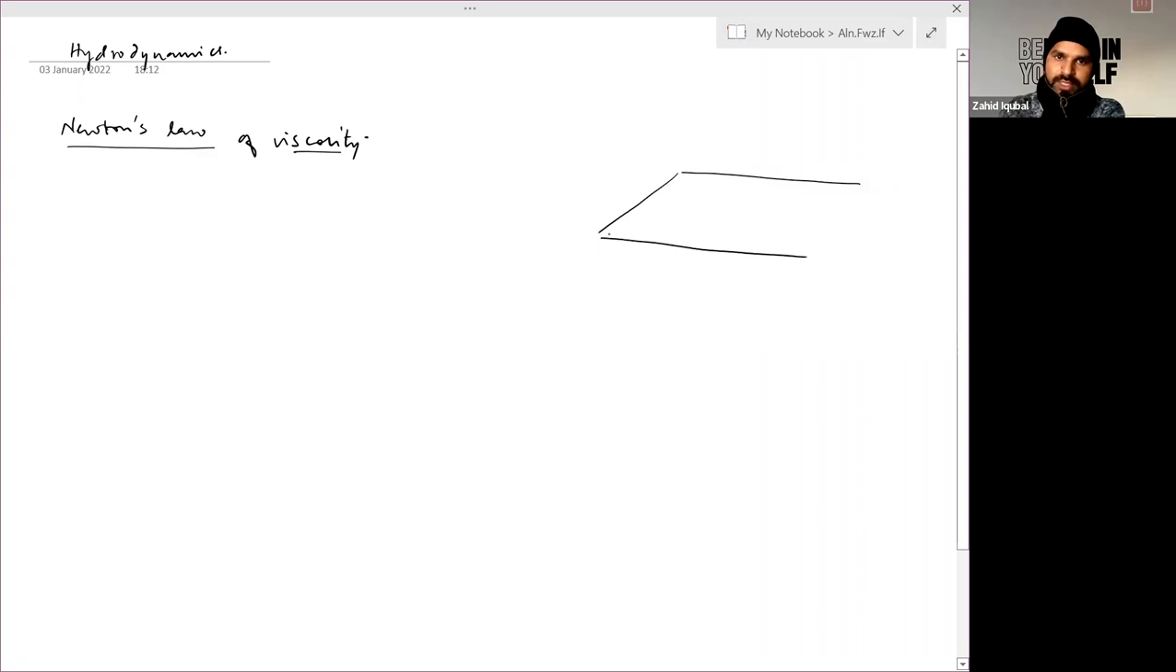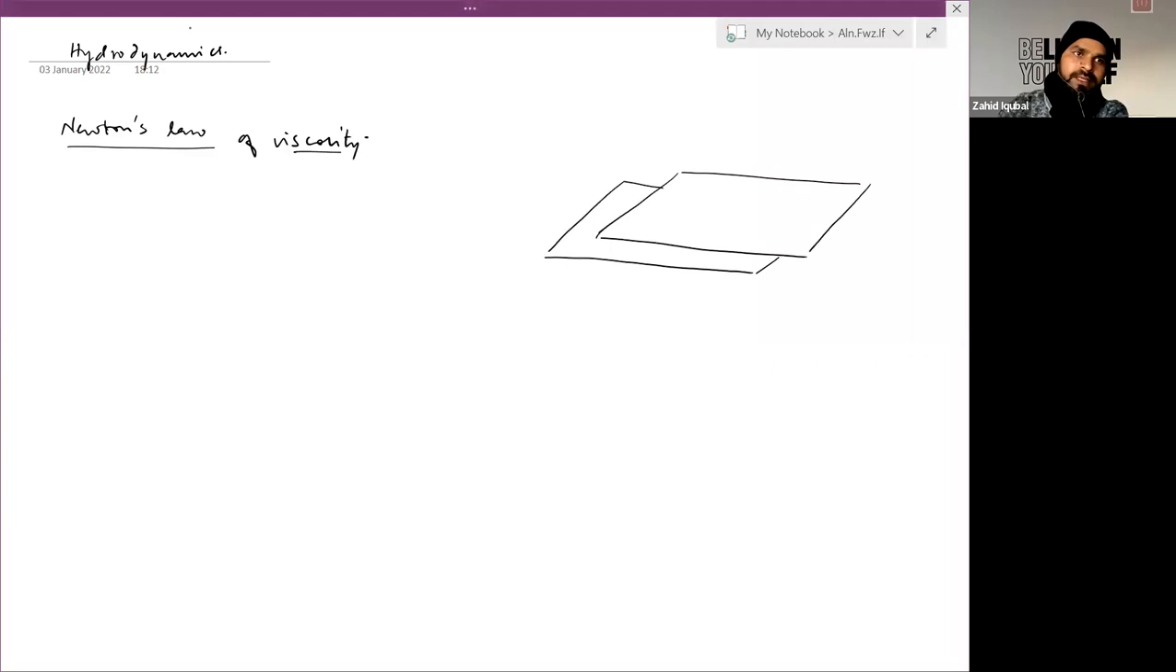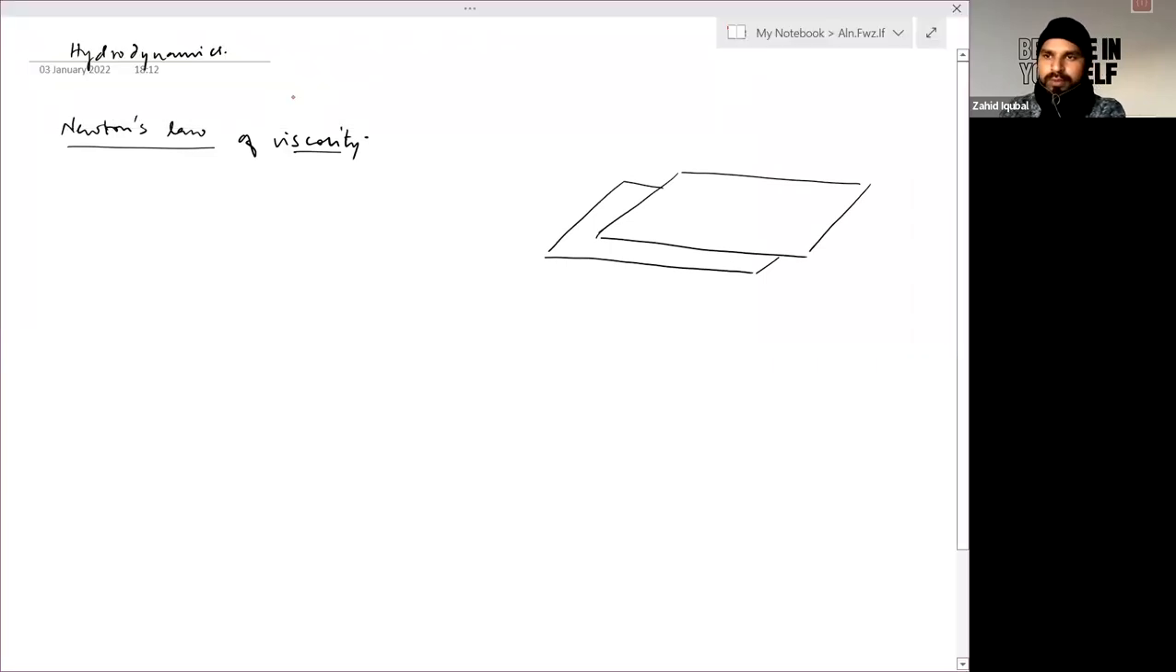Let's say this is one layer of liquid. Adjacent to it, another layer, and so on. Each layer will tend to oppose its neighboring layer, and this viscous force will depend upon two factors. One, the area of the liquid film, this part.